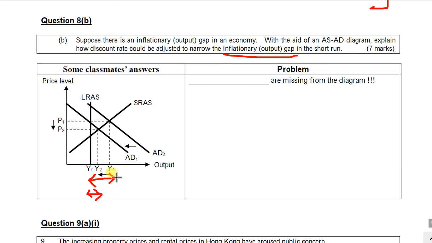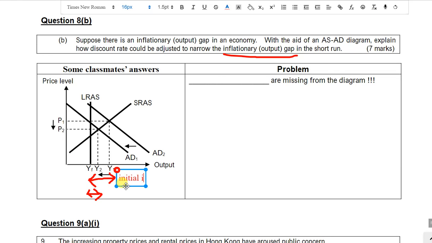Then you have to draw two arrows here and then state this is the initial inflationary gap. And this is the new inflationary gap. You can't draw the diagram without the gaps because the question is about the gap.